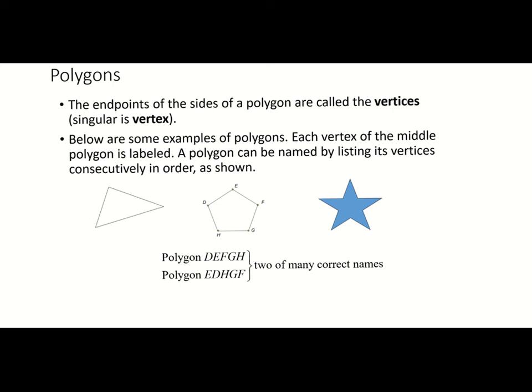Or you can start at E, so it would be E, D, H, G, F. It doesn't matter the direction, counterclockwise or clockwise. It just matters that you stay in order. So I couldn't name it polygon D, F, G, E, H, because that would not go in order. If you start at H, then you go either clockwise or counterclockwise. So I could say polygon H, G, F, E, D, or I could start at F and do F, E, D, H, G. But again, that order is important.